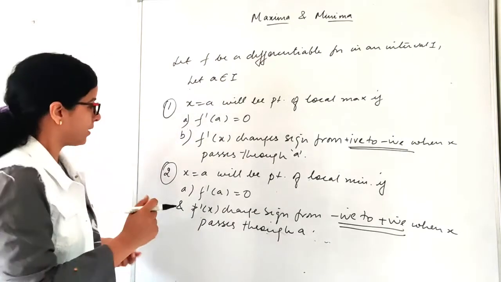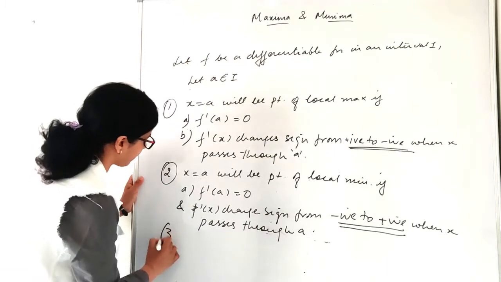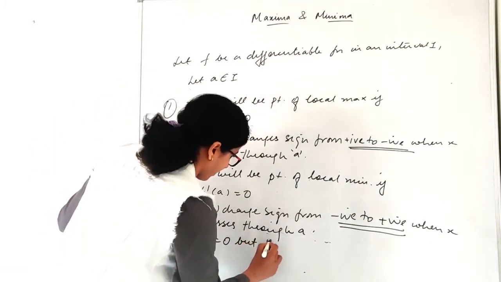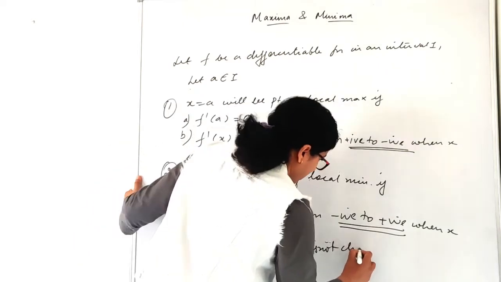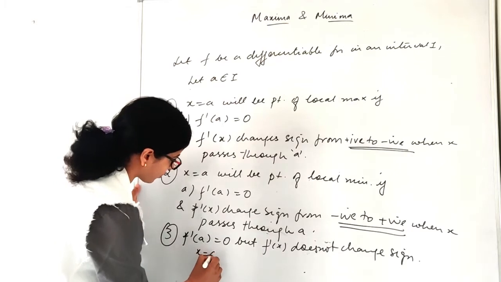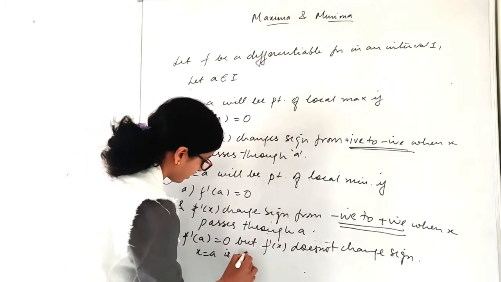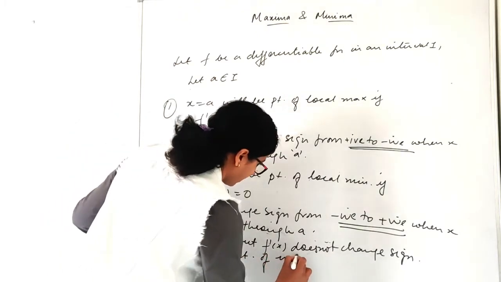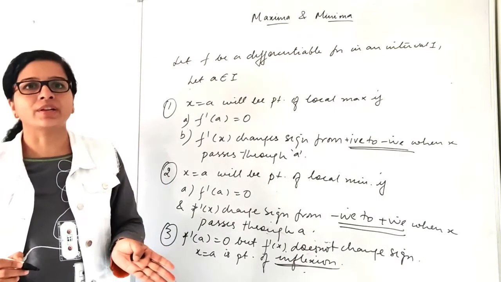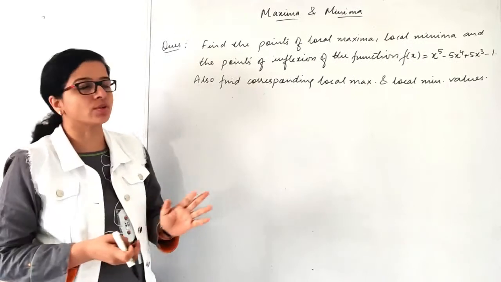In that case, that point will become a point of inflection. Is that clear? So the third condition can be f dash a equals 0, but f dash x does not change sign. In that case, x is equal to a is a point of inflection. Is it clear? So this is my first derivative test. So let us check out this question.